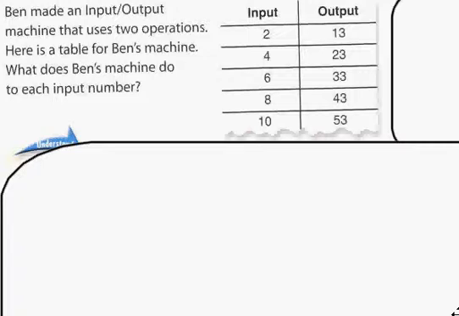Alright, so first of all, let's look at the pattern rule for the input. The input starts at 2 and then increases by 2 each time. And then let's look at the pattern rule for the output. Start at 13 and increase by 10 each time. If you look at that, these are increasing by 10s, right? And it just keeps going on.